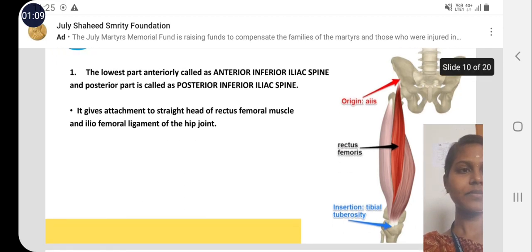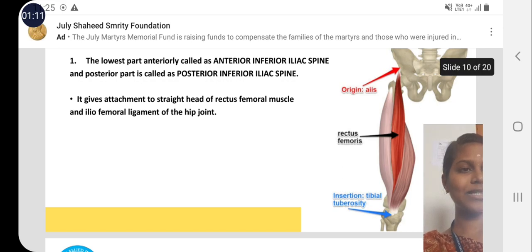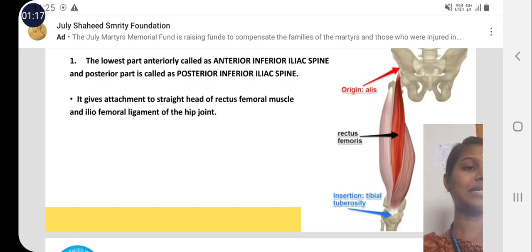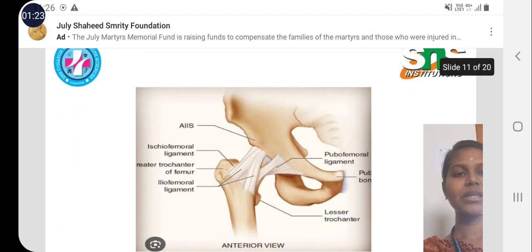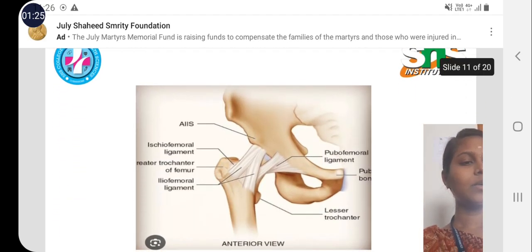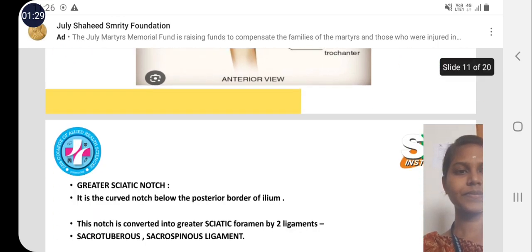So this is the rectus femoris muscle, which originates from the anterior inferior iliac spine and attaches to the tibial tuberosity. And this is the iliofemoral ligament which binds the ilium and femoral joint.